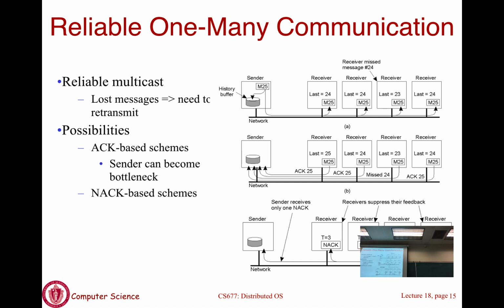Okay, yes, question. So what if the message is out of order? Okay, good question. What if the message is out of order? Then this scheme will obviously not work, right? So you have to assume that this is in order delivery of packets. If you deliver packets out of order, you cannot use a NAC based scheme. You have to go back to an ACK based scheme.